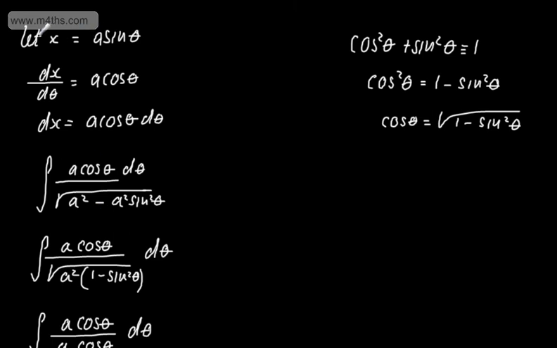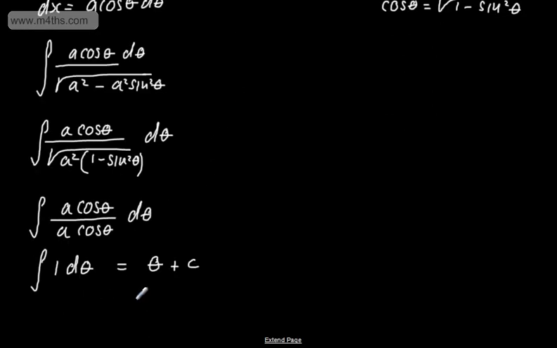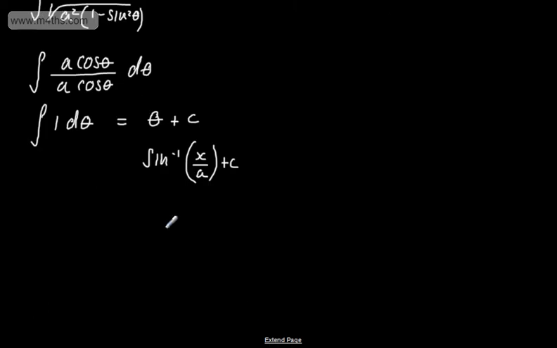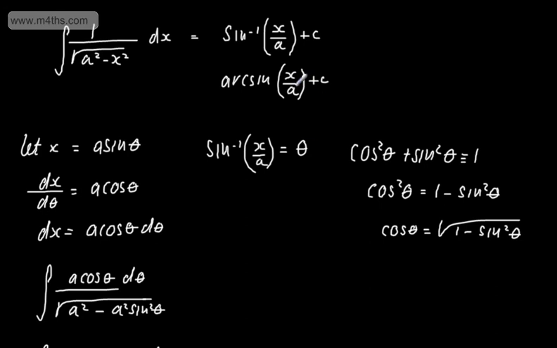If we look at this stage right here, we've let x be equal to a sine theta, so we could say that theta is going to be equal to the inverse sine of x over a. Simply dividing both sides by a and taking the inverse, theta is equal to the inverse sine of x over a. So we end up with the inverse sine or arcsine of x over a plus a constant of integration. And this gives us the standard result that we can take from the formula book and quote.